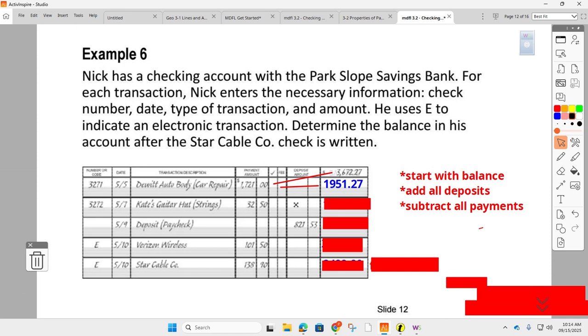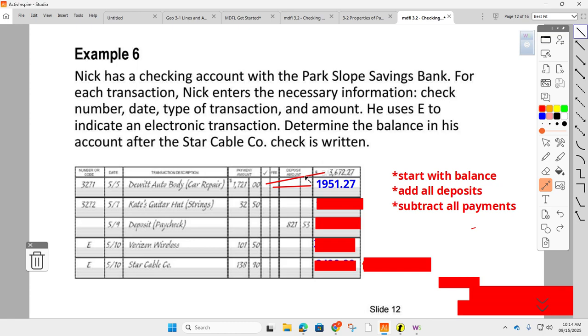He wrote another check for guitar strings, $32.60. That money is coming out of his account, so it goes in his payment column. So once again, we know that now he's going to take this balance, subtract the $32, and he'll have his running balance.